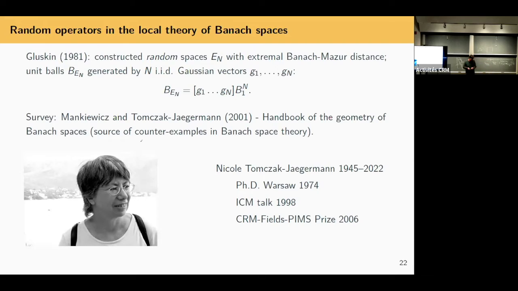Gluskin in the 80s solved the long-standing problem about how far apart Banach spaces in n dimensions can be. So how do you measure how far apart they are? You use Banach-Mazur distance. What does this mean? Think of the unit balls in two n-dimensional normed spaces and try to sandwich one inside the other and reverse that, and minimize the homothety ratio over all invertible linear transformations of these norms.